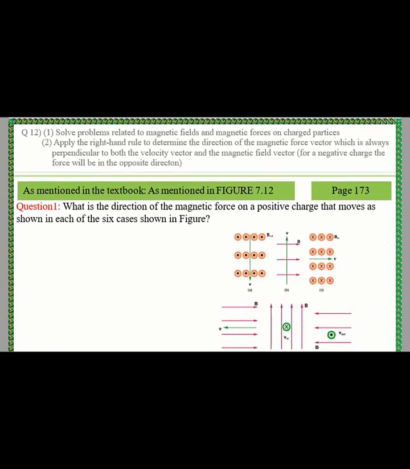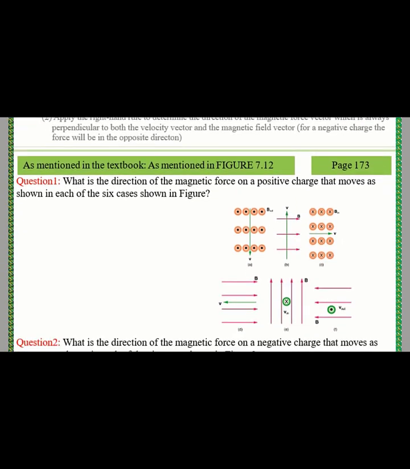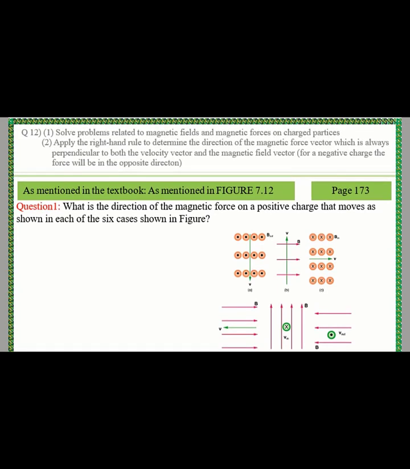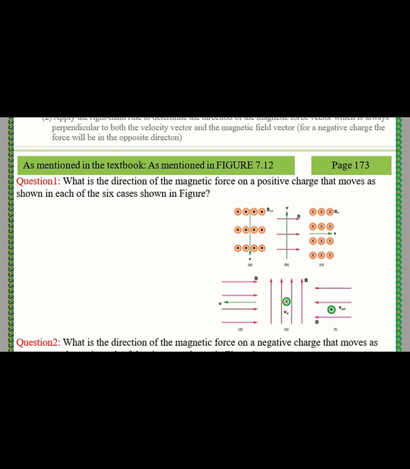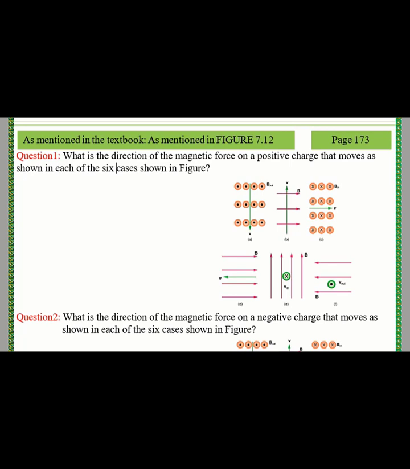Now question number 12. We need to apply the right hand rule to find the direction of the magnetic field or the velocity or the force. For this question, what is the direction of the magnetic force on a positive charge that moves as shown in the 6 cases shown in the figure? First of all, it is a positive charge, so apply your right hand rule without any problem.